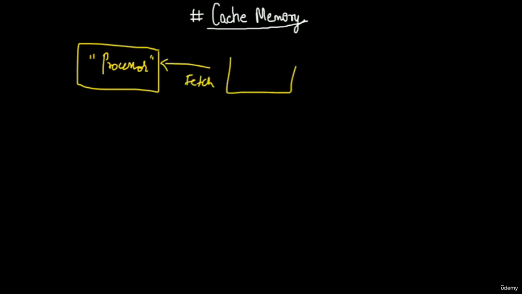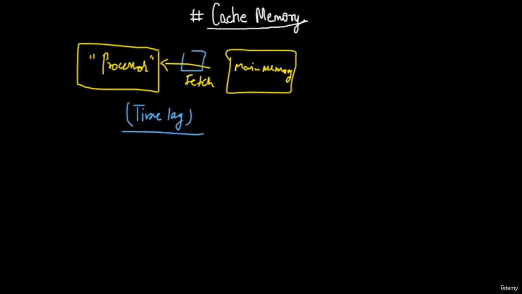Whenever a processor needs to fetch data from the main memory, it takes time, and it gives us a time lag, and because of the time lag the whole process gets slowed down. So we add one small piece of fast memory. This is fast memory, which is known as cache memory.